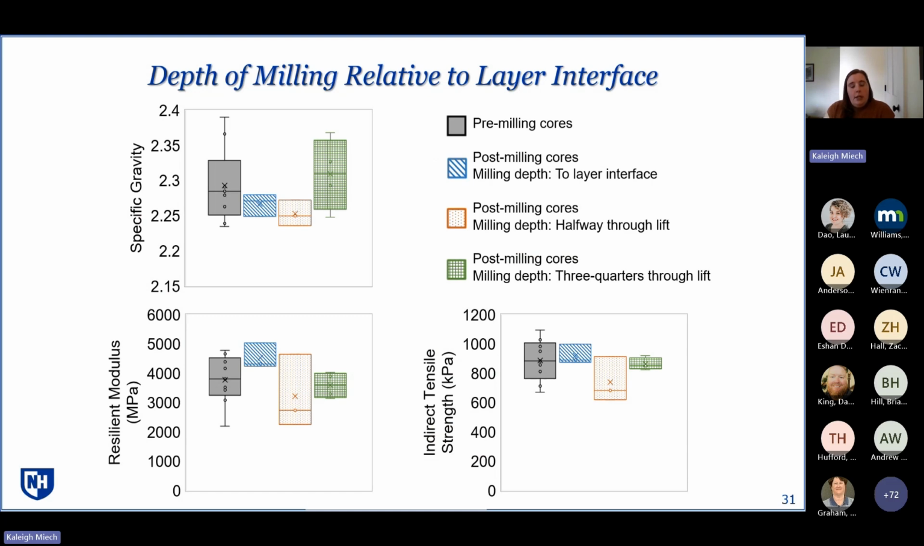So for the results for this parameter, the gray is the pre-milling cores, and then the blue correlates to the post-milling cores after milling was performed to the layer interface, the orange when milling was performed to halfway through the lift, and the green when milling was performed to 3/4 of the way through the lift. So when we examine these results, we can see that there was a decrease in the resilient modulus and indirect tensile strength when milling was performed to halfway or 3/4 of the way through the lift.